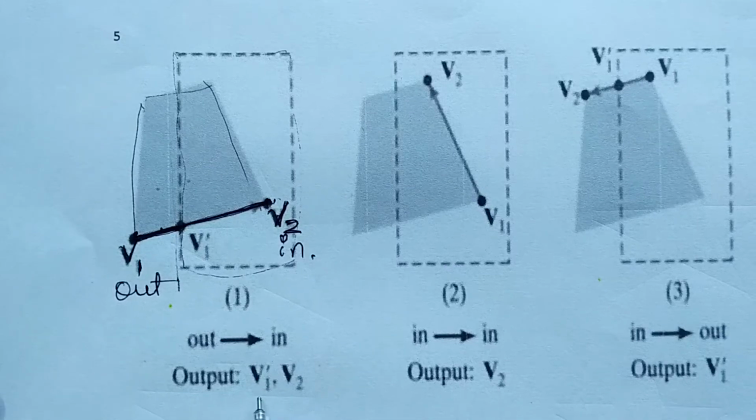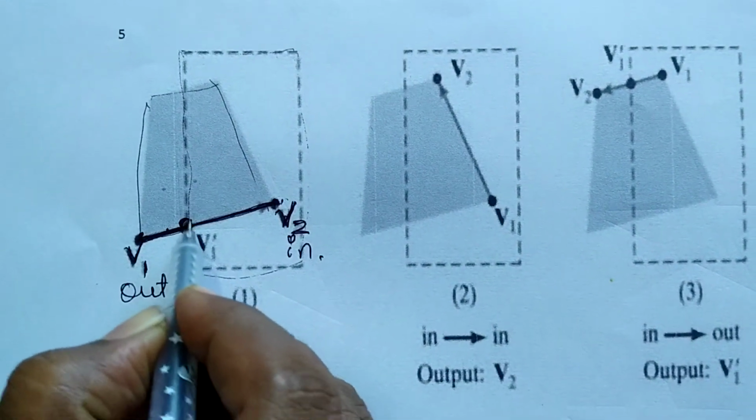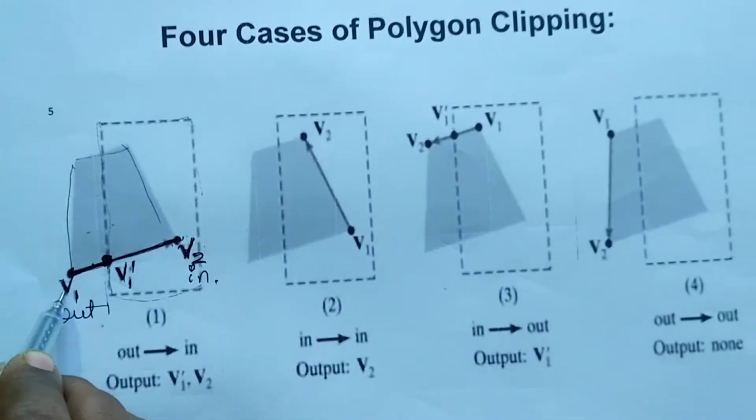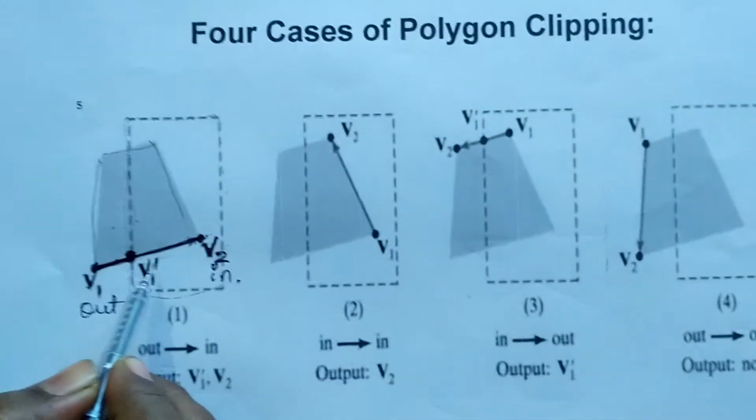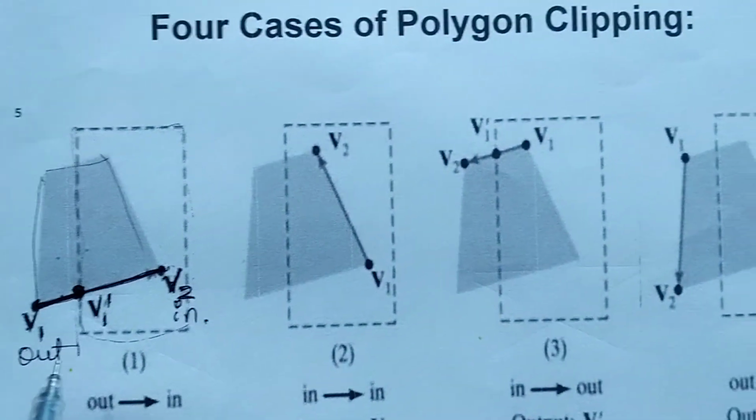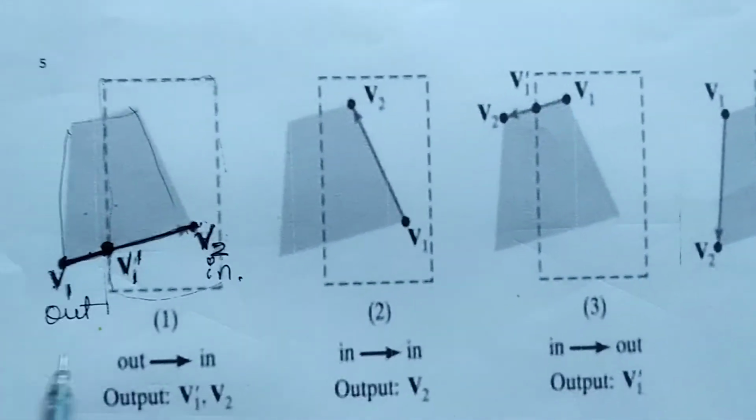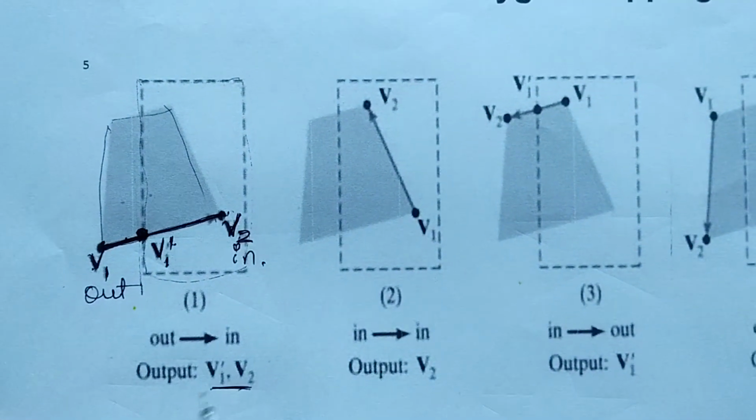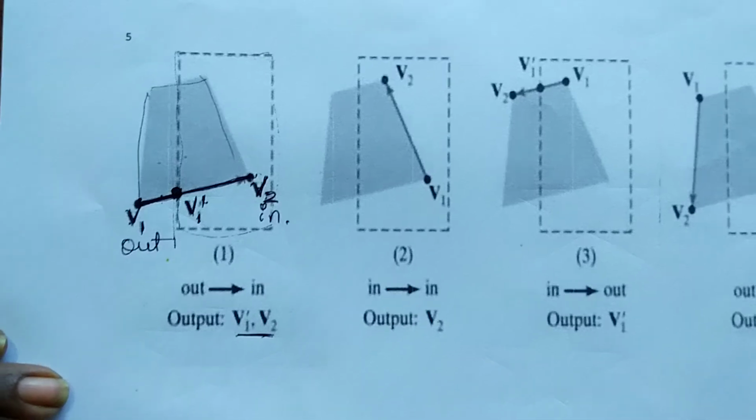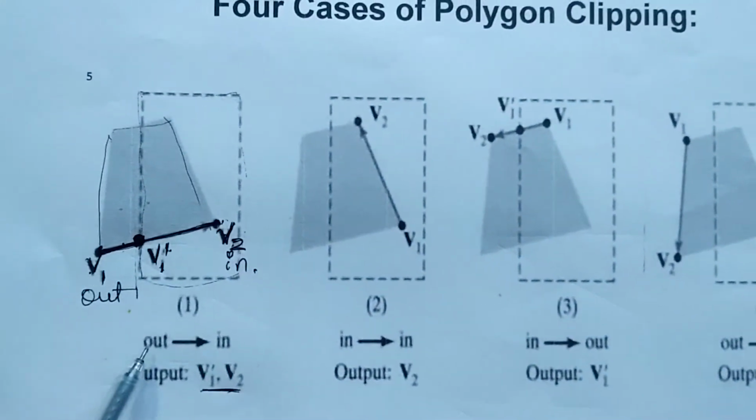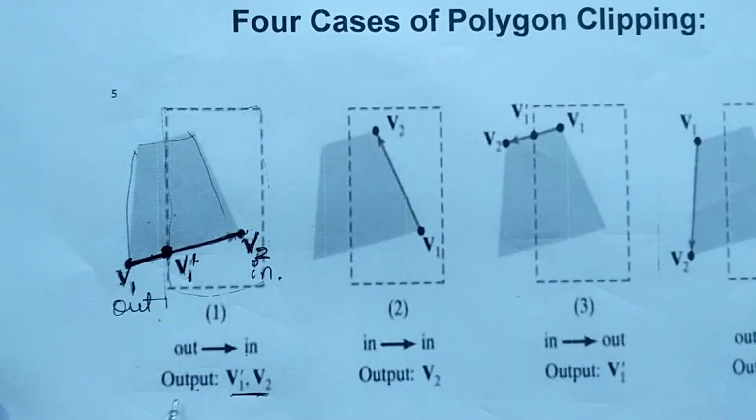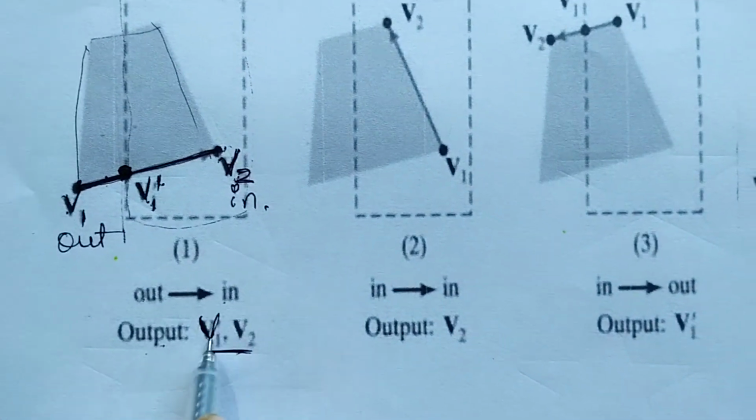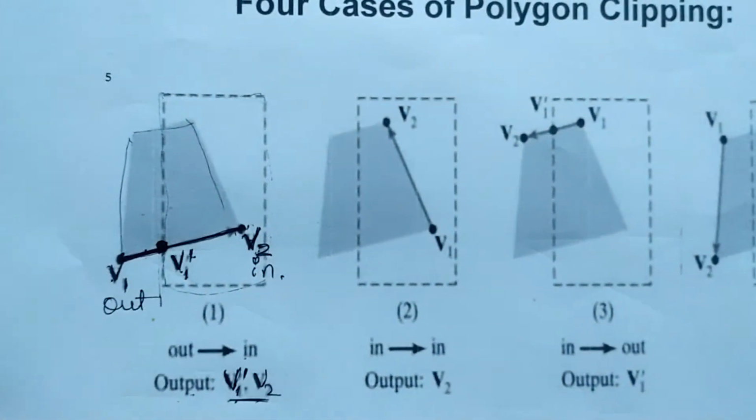In that case, we need to find the intersection of this edge. The intersection we will call V1 dash. This is your vertex V1, and this new intersection we will call V1 dash. As per the first case, we need to save V1 dash and V2 to clip the polygon in the next step. In the first case, the edge of the polygon is out to in. In that case, we need to output the vertices V1 dash and V2. This is the first case.